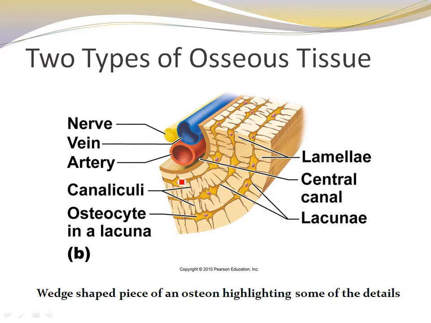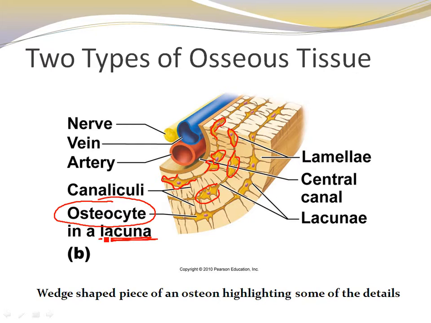So where are the cells in here? Here's one cell. Here's another one over here. Here's another one over here. Here's another one over here. Those cells are all in one lamella, and then you move out to the next lamella. There's a cell. There's another one. There's another one. Those cells are called osteocytes. They're sitting there in that bony matrix, but there's a little tiny bit of space around them. That little tiny bit of space is called a lacuna.